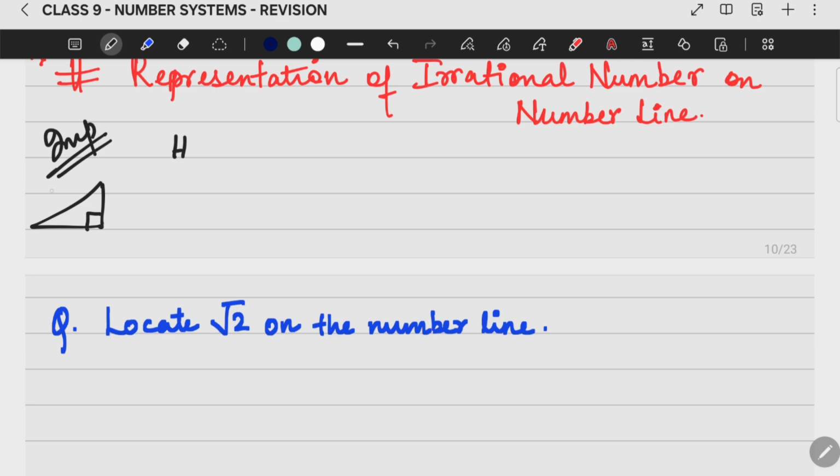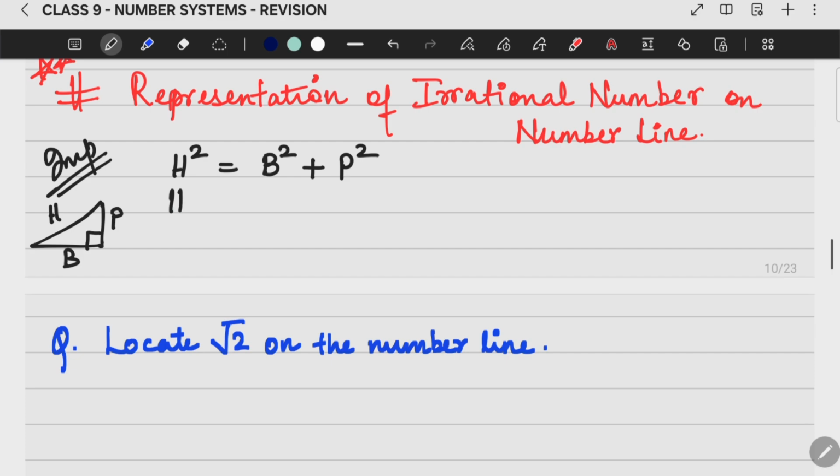Suppose you have a right angle. This is the hypotenuse, this is the perpendicular, and this is the base. So h square equals b square plus p square. And h is nothing but the irrational number that you will have to locate on the number line. h will be equal to square root of b square plus p square.